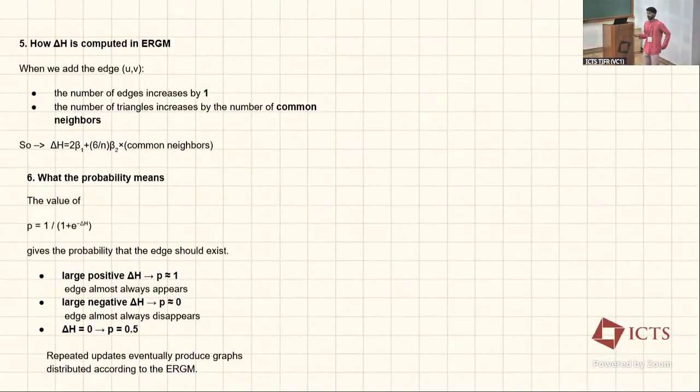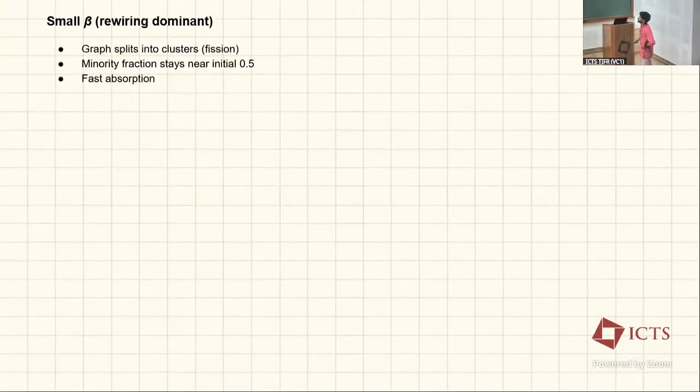Now we have the ERGM at our disposal. What we're going to do is run similar experiments to the results we have in the dense Erdős graph, and see if we get some sort of parallel between these two. Again, the same thing we've seen in the small beta case in the dense ER graph.